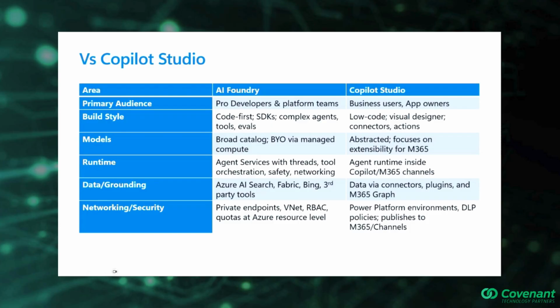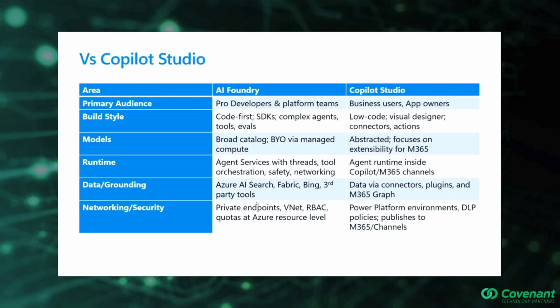It's true also of the runtime. All of the runtime on Copilot, again, lives inside of that Copilot environment, inside of M365, and maybe some of the channels there like Teams and so forth. On the other side, with agentic services, the runtime is living in Azure. You manage all of this, where threads, the tool orchestration, the safety and networking are all built on top of the platform to help you with that.